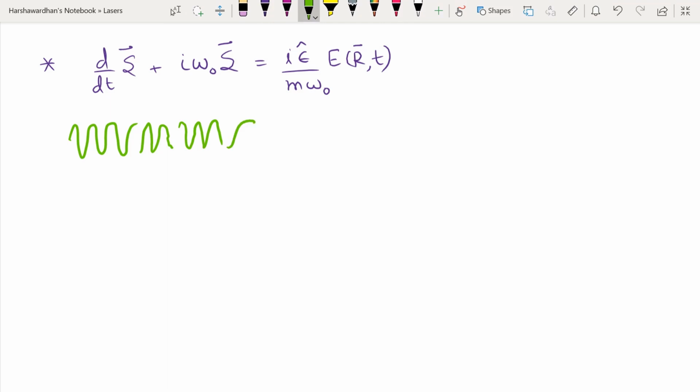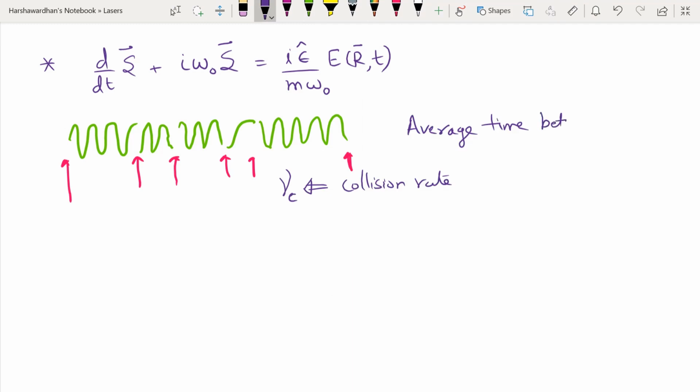And so on and so forth. So you see that there are multiple instances, at this instant, at this instant, at this instant, at which collision interrupts the evolution of the atom. These instances, on an average, happen at the rate of gamma c, which is the rate of collision. Average time between collisions is 1 over gamma c.